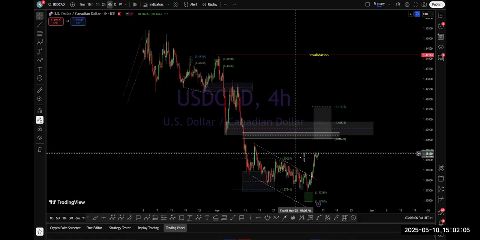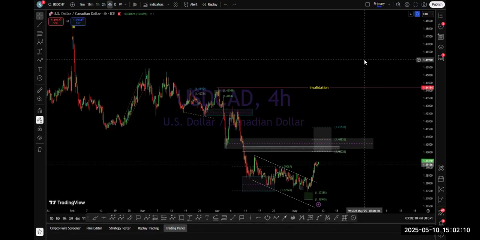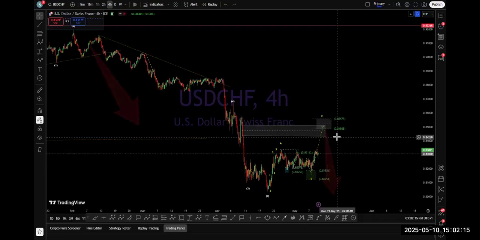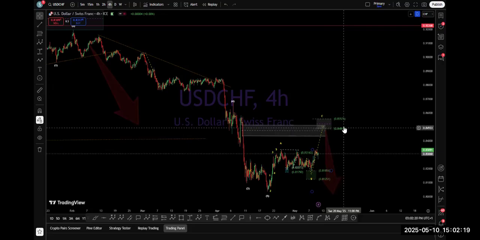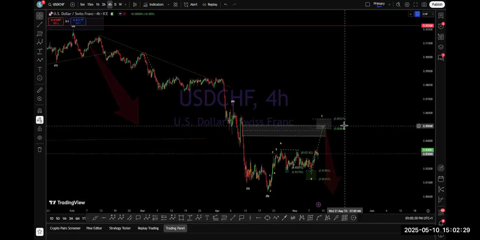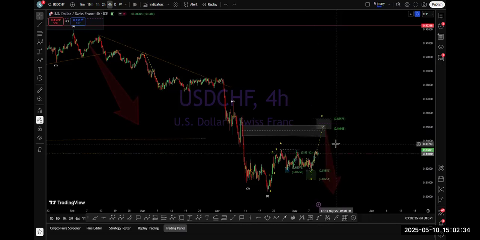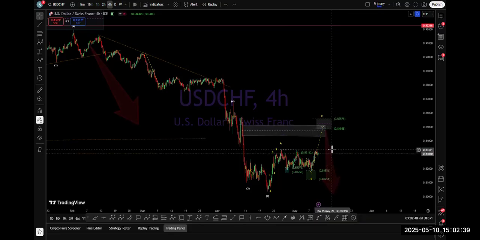Okay, that's for USD card. USD chef. It's quite easier to target than USD card. So this precise area, 0.84, 0.855, is the area we are looking at, or maybe 0.8432 to 0.8506. So maybe before Tuesday, Wednesday, the selling might mature. But for now, let's watch how it goes.